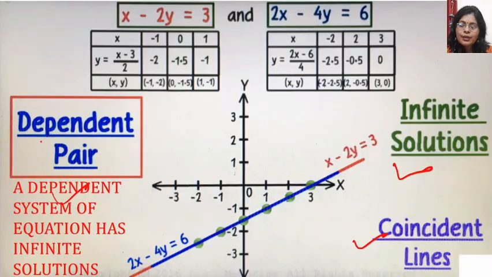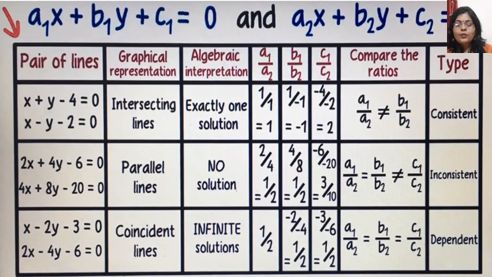Now just to recapitulate all these things, before recapitulating, I want to tell you what is a dependent pair. A dependent system of equations has infinite solutions. They are dependent on each other. Now, let us recapitulate under one table. Take your pen and pencil and write down, so that you may not forget.